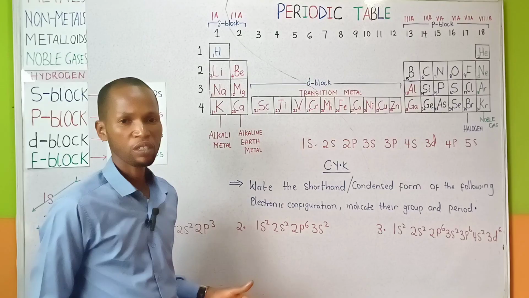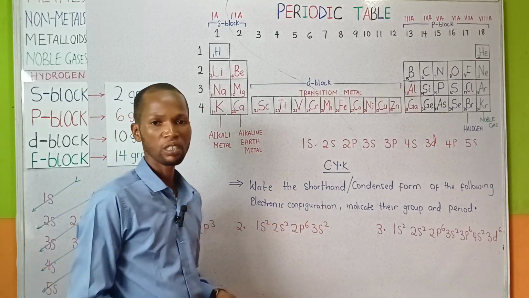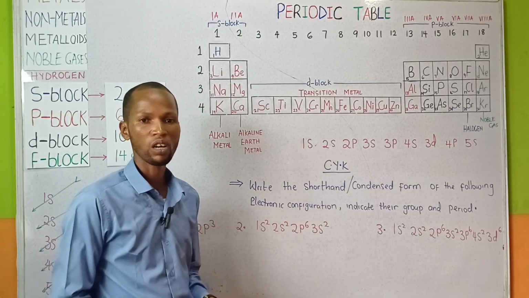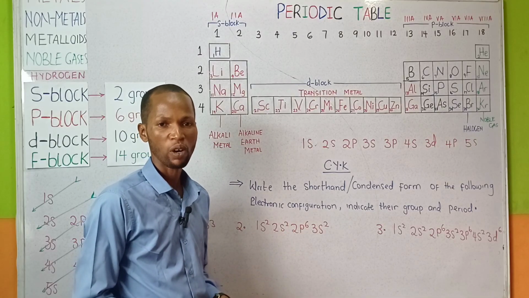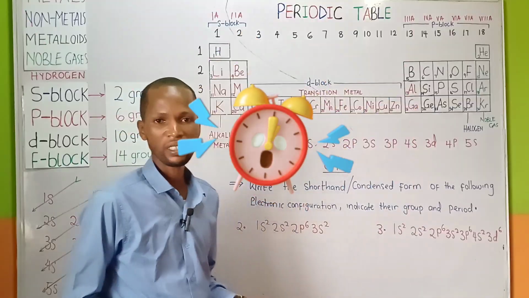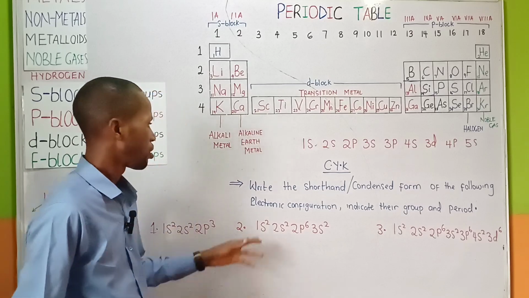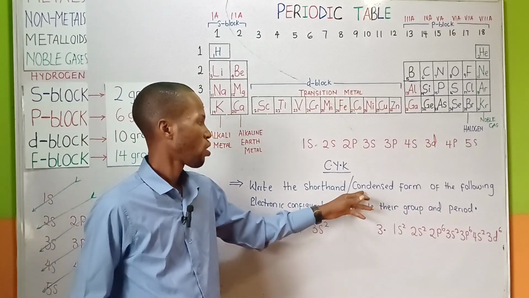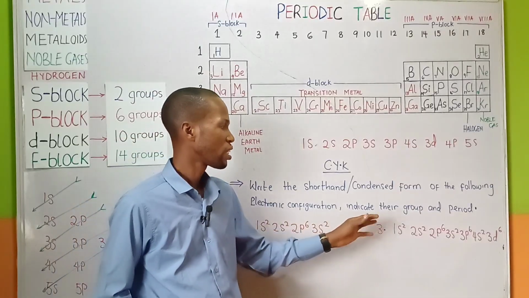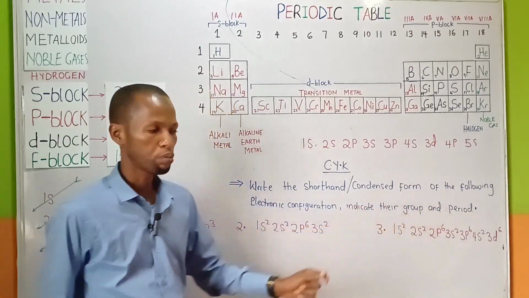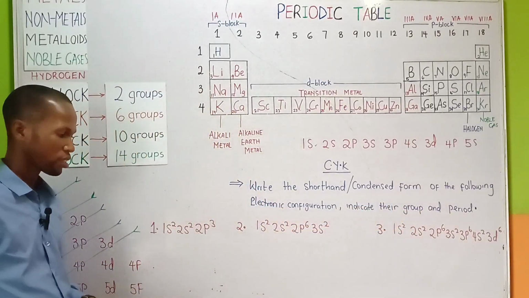I would like you to check your knowledge on the electronic configuration that we've been discussing. I would like you to pause the video and attempt this question on the board. Alright, let's take the question together. Write the shorthand or condensed form of the following electronic configuration. Indicate their group and period. We can start with this.